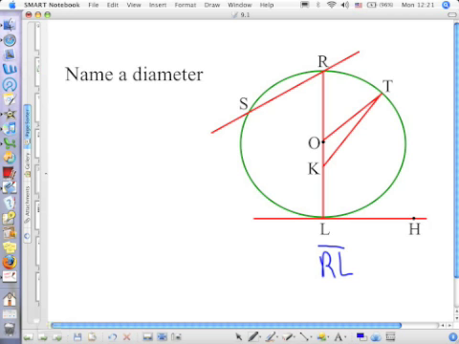I'm not sure if H is exactly where it needs to be. It looks a little down.